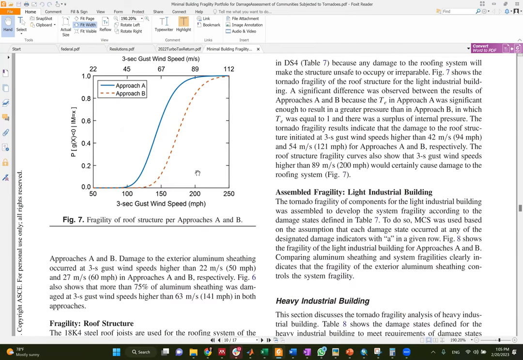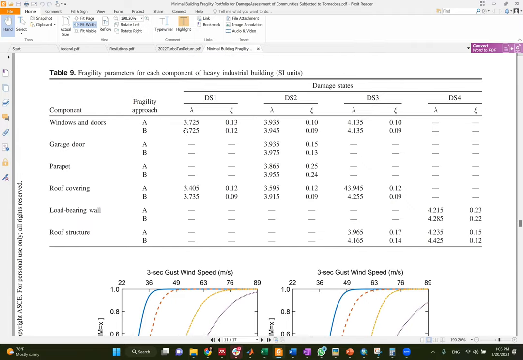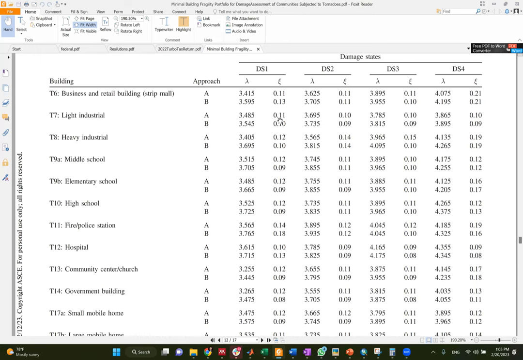this table. Okay. They have fragilities for components, like they have fragilities for windows, for doors, but I'm not interested in the component. I'm interested in the fragility of the entire building. So I'm going to scroll down. Yeah, here we go. These are the fragilities for the entire buildings.